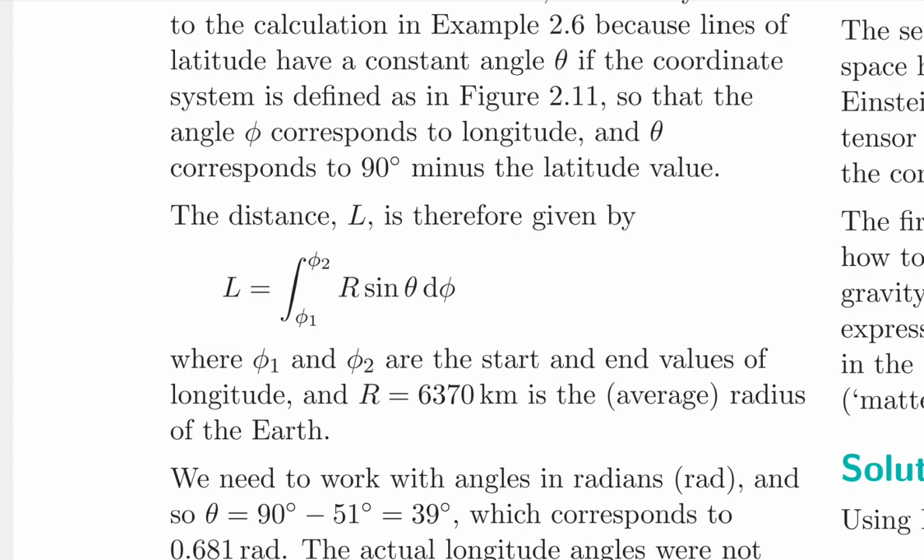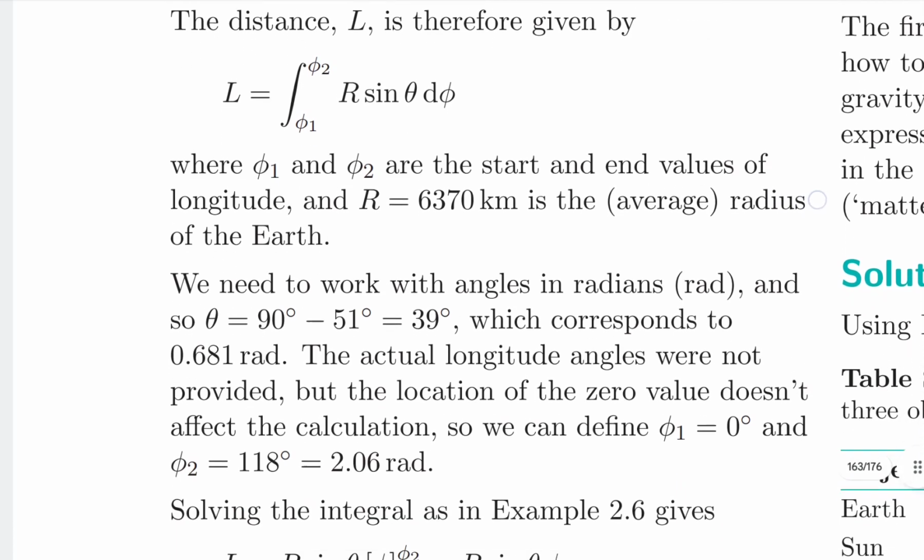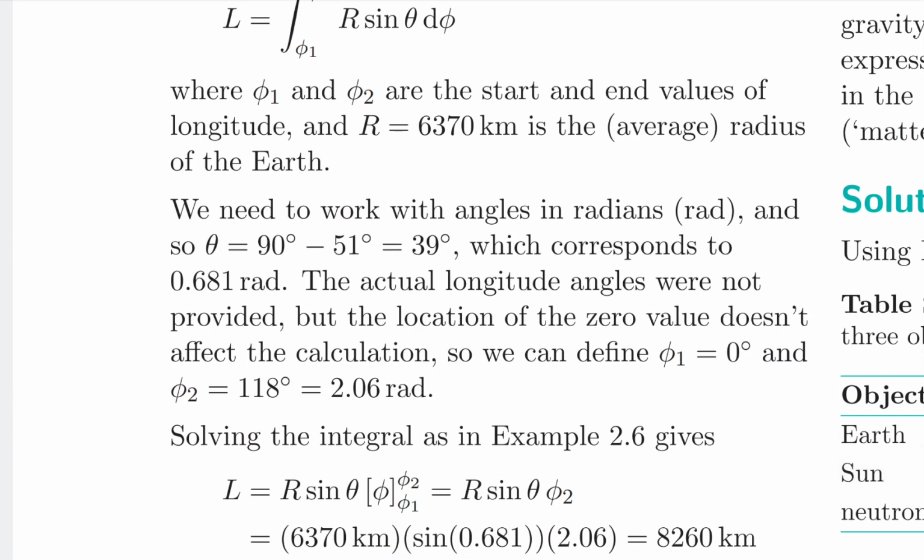L equals the integral from phi 1 to phi 2 of r sine theta with respect to phi, where phi 1 and phi 2 are the start and end values of longitude. With r equals 6,370 kilometers, the average radius of the Earth, we need to work with angles in radians, and so theta equals 90 minus 51 equals 39 degrees, which corresponds to 0.681 radians. The actual longitude angles were not provided, but the location of the zero value doesn't affect the calculation, so we can take phi 1 equals 0 and phi 2 equals 118 degrees, which equals 2.06 radians.